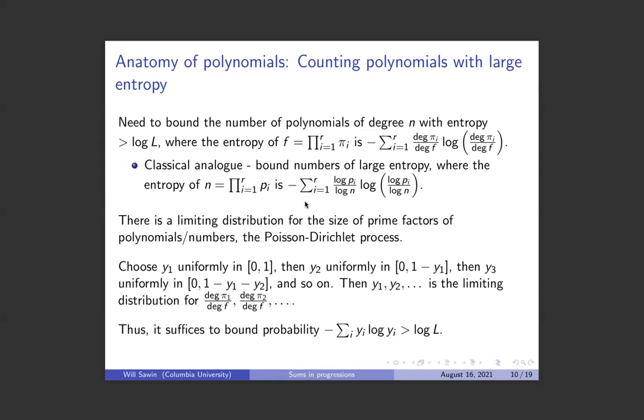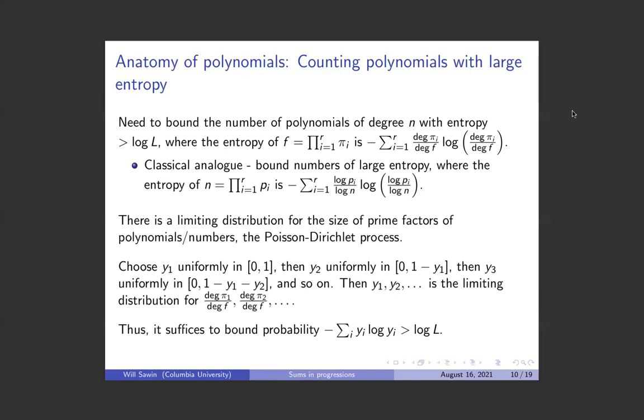And there's a very natural tool to try to use to study this problem, which is the limiting distribution for the sizes of prime factors of a random polynomial or a random number, which is called the Poisson-Dirichlet process. Terry Tao has a great blog post. You can read about this if you want to learn more about it. I'm going to quickly summarize it.